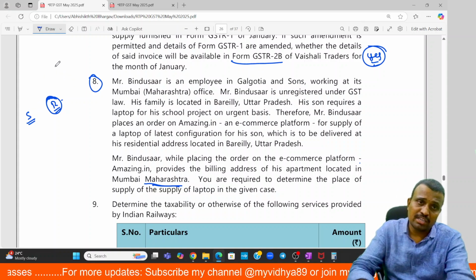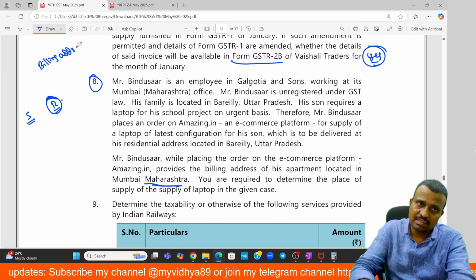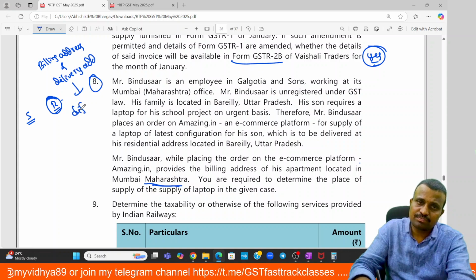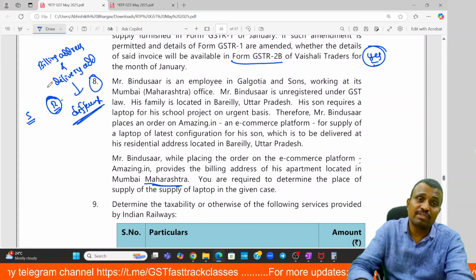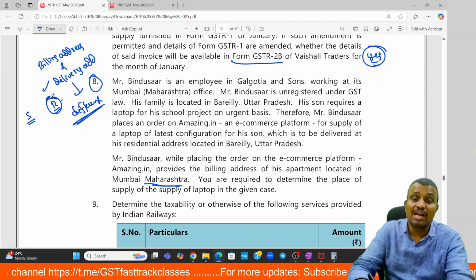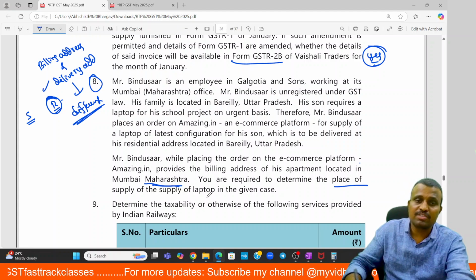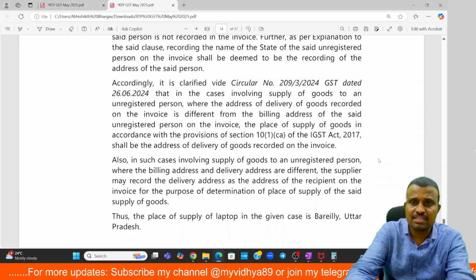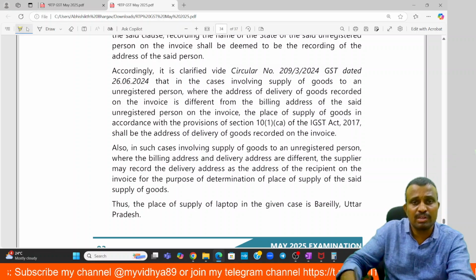Okay. So here, if the billing address and delivery address both are different, then we go with what? The delivery address, where the respective laptop has been delivered. You are required to determine the place of supply accordingly. So here the place of supply is nothing but that. This is the new amendment we have. Okay, this is the new amendment we have.